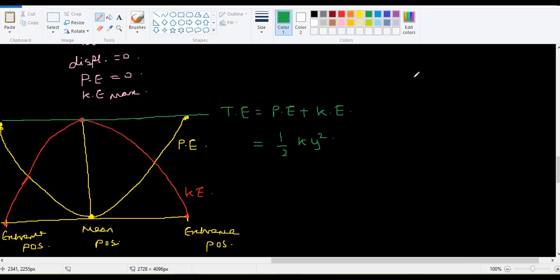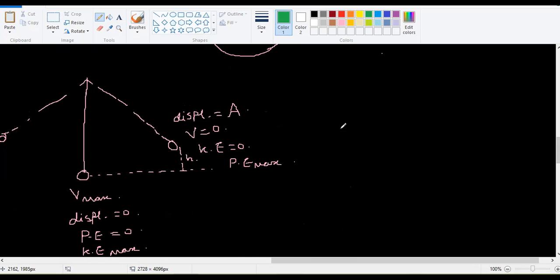Your volume is very low, Chaitanya. Can you say that loudly? Actually, we studied that as half kx square, sir. Kx square, yeah. So we called it kx square. Okay, here we are calling it y. Both are exactly the same thing, displacements. Instead of a pendulum, right? You can consider a spring here.